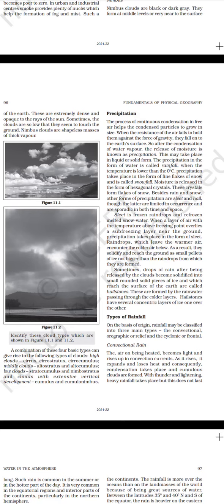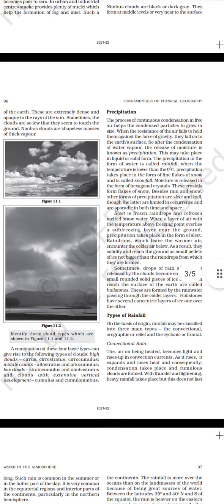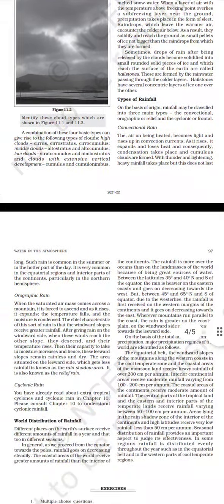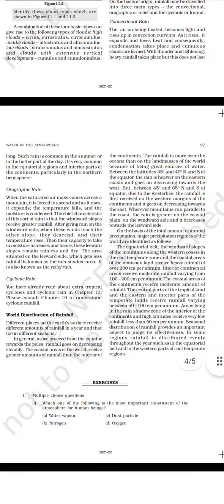Convectional rain. The air on being heated becomes light and rises up in convection currents. As it rises, it expands and loses heat and consequently condensation takes place and cumulus clouds are formed. With thunder and lightning, heavy rainfall takes place, but this does not last long. Such rain is common in the summer or in the hotter part of the day. It is very common in the equatorial regions and interior parts of the continents, particularly in the northern hemisphere.